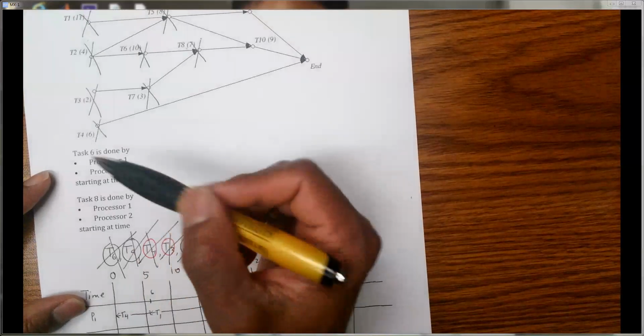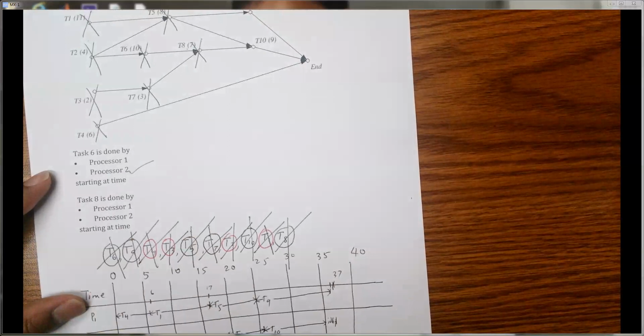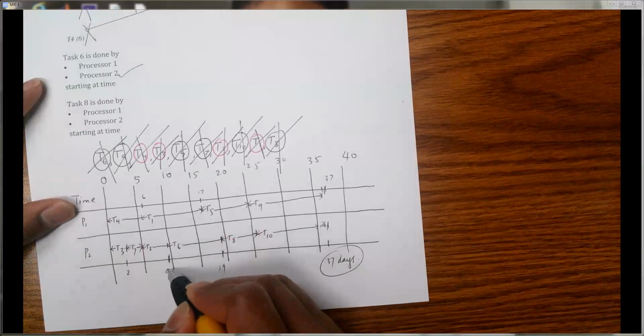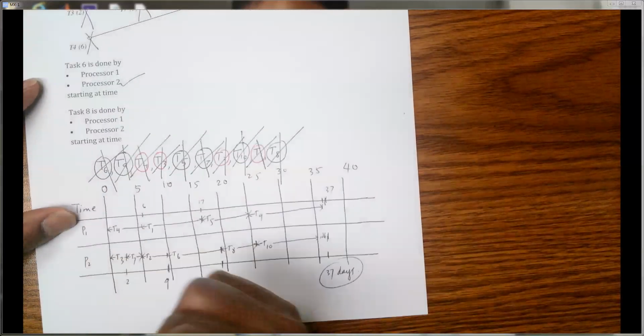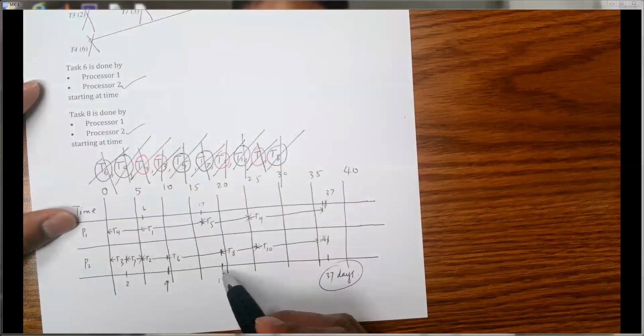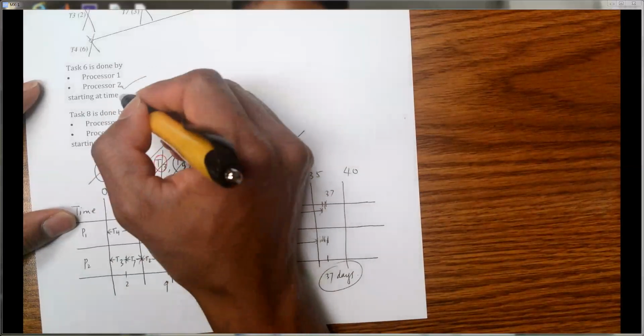Now, if we go back here and try to answer the question, we can see that task 6 is done by, where is the task 6? Here is the 6. It is done by P2, and its starting time is 9 days. Task 8 is done by, what is 8 here, which is again P2, and its starting time is 19. So these are the answer for this particular question.